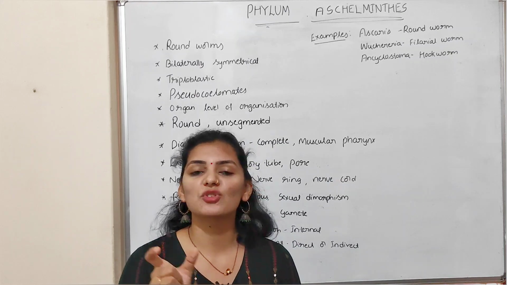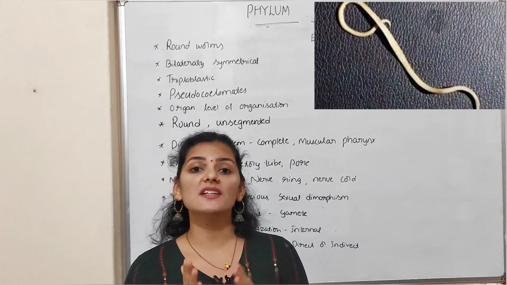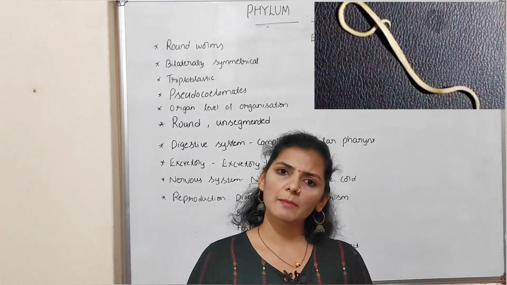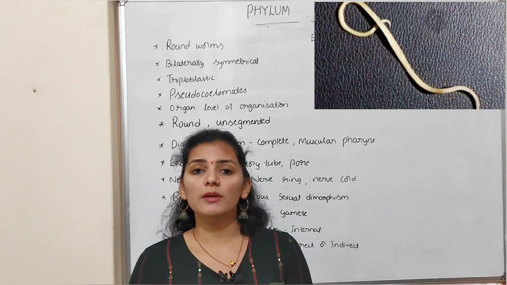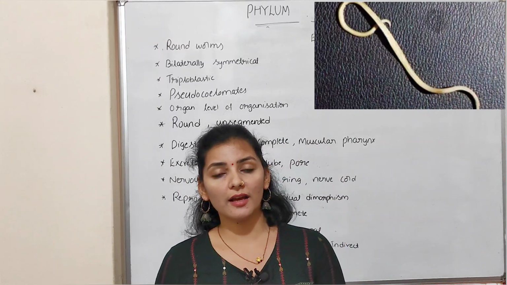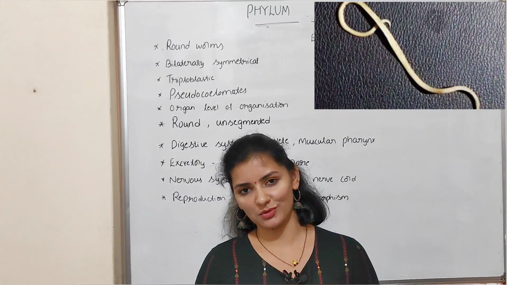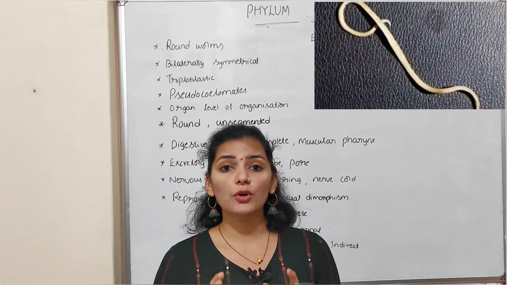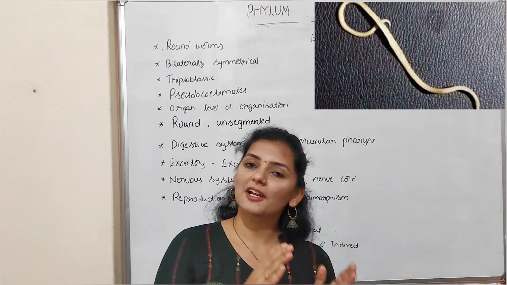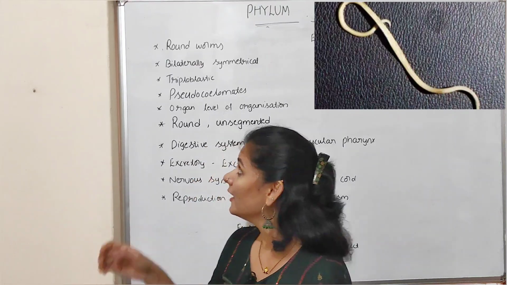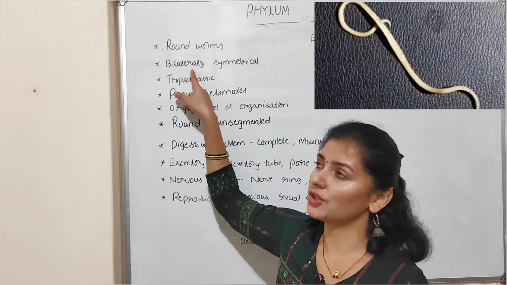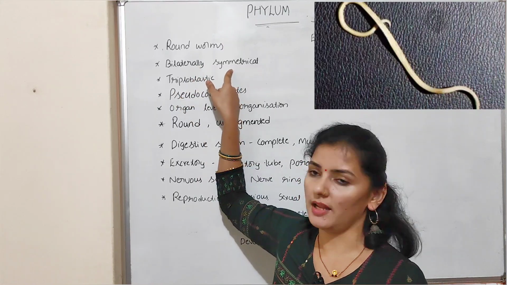They are bilaterally symmetrical. What do you mean by bilateral symmetry? It's a type of symmetry in which an organism can be divided into left and right halves in a single plane passing through the center. That's why they show bilateral symmetry, or they are bilaterally symmetrical animals.